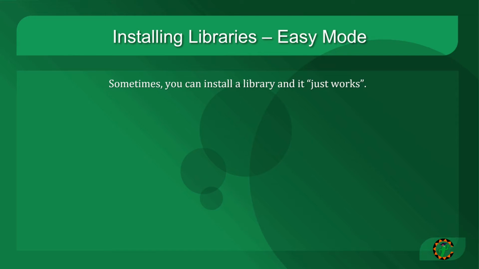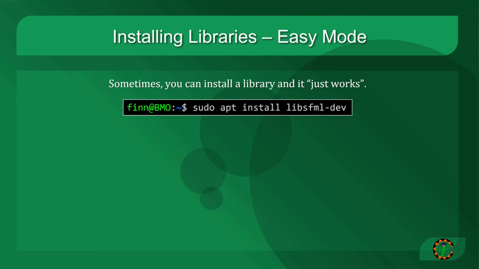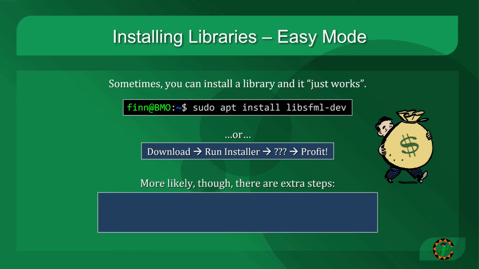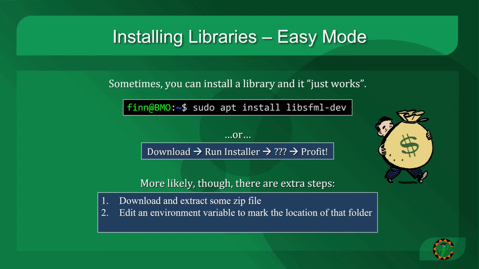The first step in using libraries is to install them, and if you're lucky, this will go easily. Sometimes you can just install a library and it just works. If you're on a system like Ubuntu, you could use the apt utility to install the SFML library, for example. And sometimes you can find comparable utilities on other operating systems. For example, the Chocolatey application does something similar on Windows. You may find that you can just download and run an installer, and suddenly everything works. But most of the time, even if it's the easy route, there are going to be a couple of extra steps. You have to download and extract some archive file, you have to edit the environment variables and mark the location of the folder, and you may have to add a path to your build files, like your makefile or your CMakeLists.txt file, or whatever is appropriate for your particular application.